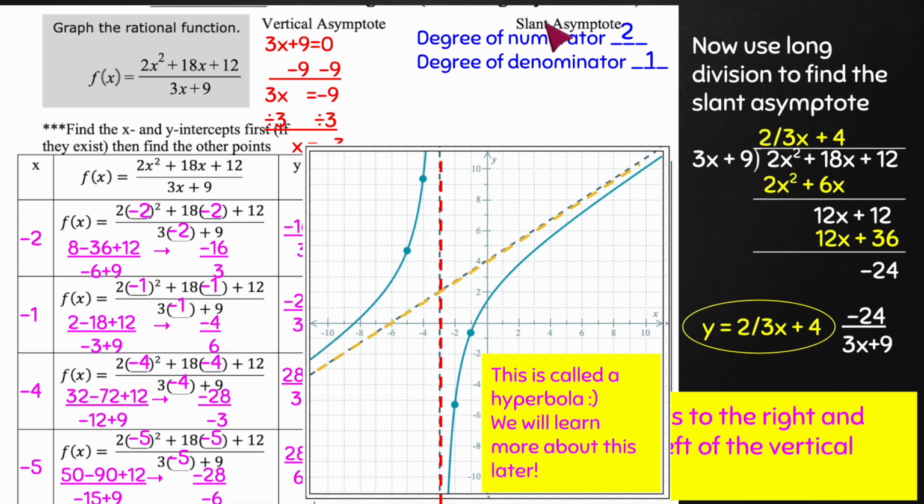All right, so this was graphing a rational function with a quadratic in the numerator. I hope that helped, and I'll see you in the next video.